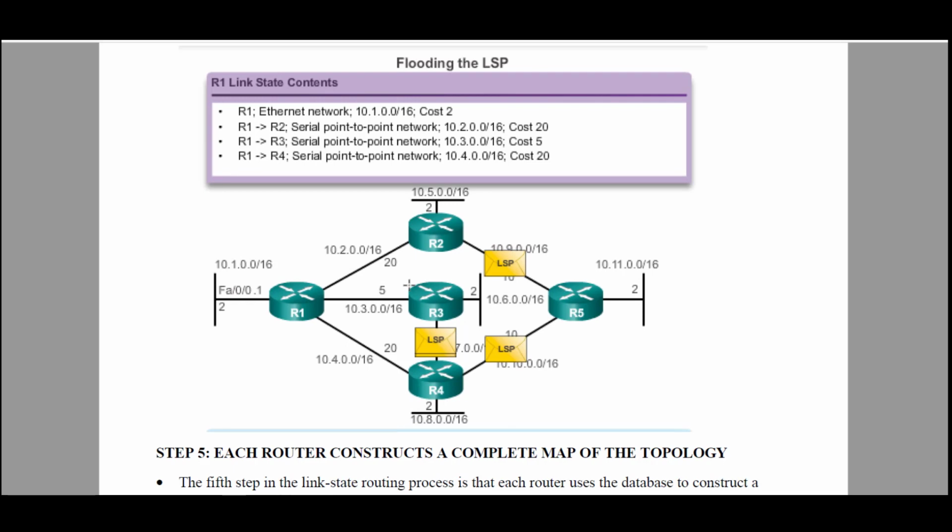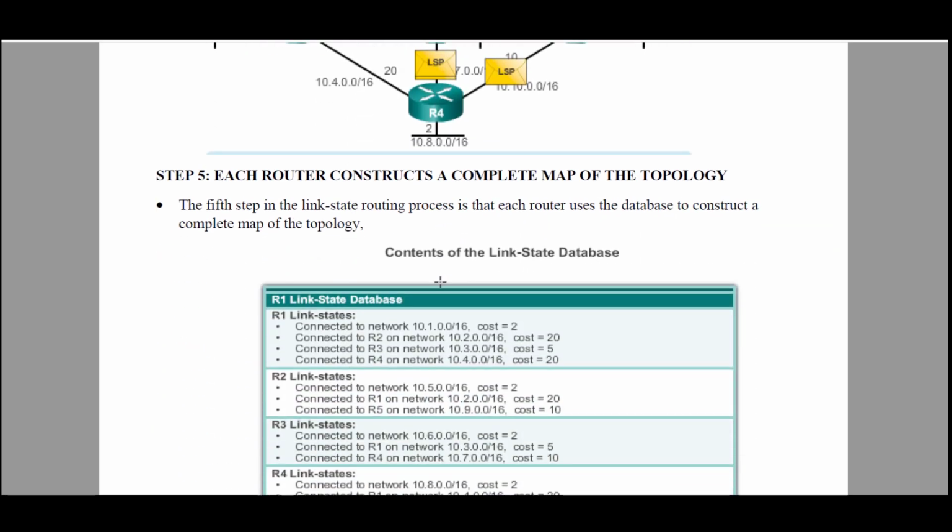Then step number 5. By using all these LSPs, I collected the LSP from everybody. R1's is collected from R2, R3, R4, R5. Same, R2's is collected from R1, R3, R4, R5. So now every router is going to construct a complete map of the topology. That means they can know their entire topology.